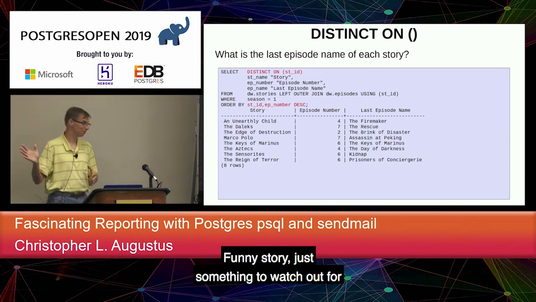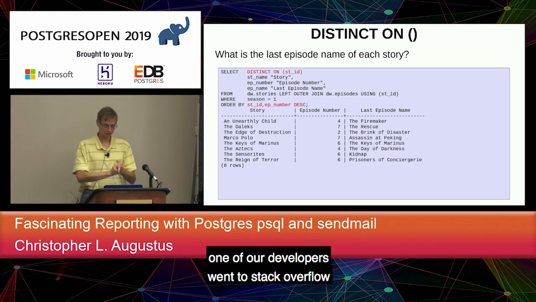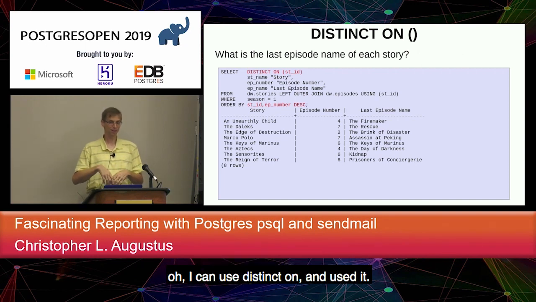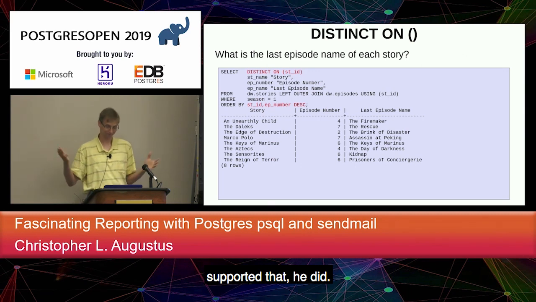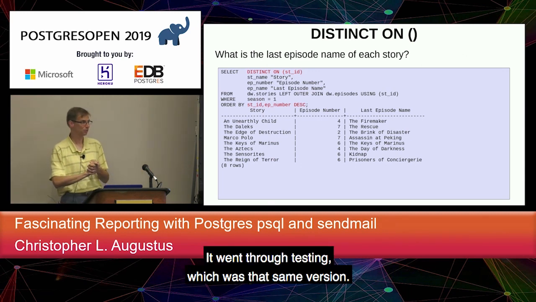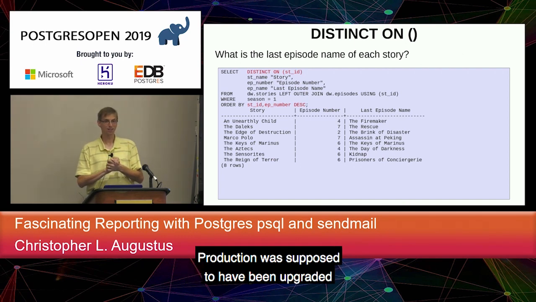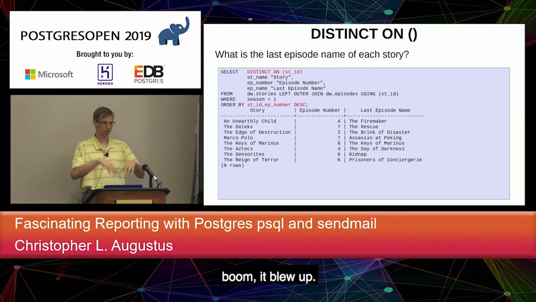Funny story, just something to watch out for when you're developing. One of our developers went to Stack Overflow and needed to do something like this and found out, oh, I can use DISTINCT ON, and used it. He checked, and the version we had of Postgres in development supported that. Everything went along fine. It went through testing, which was that same version. Production was supposed to have been upgraded, and it got delayed. And his report got deployed to production, and the first time they went to use it, boom, it blew up.